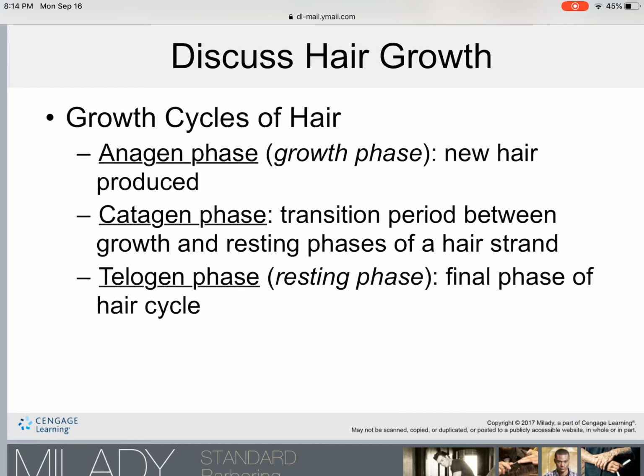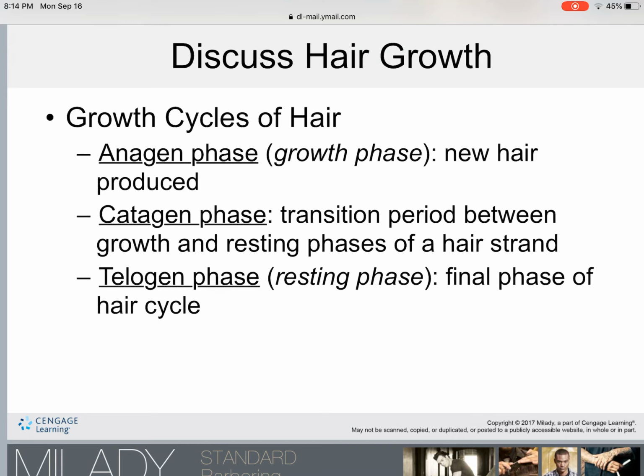Okay. Let's talk about the growth cycles, and then we're going to talk about growth patterns. Okay. The growth cycles of hair. You have 3 phases of hair growth.